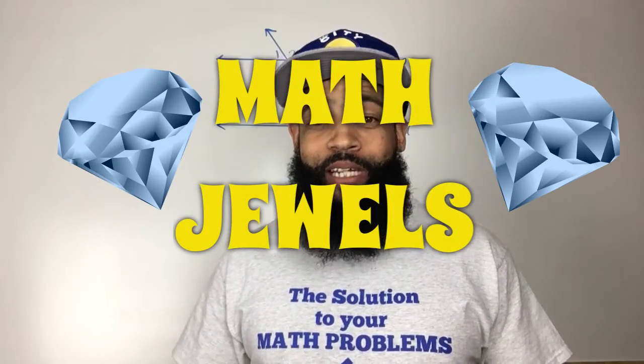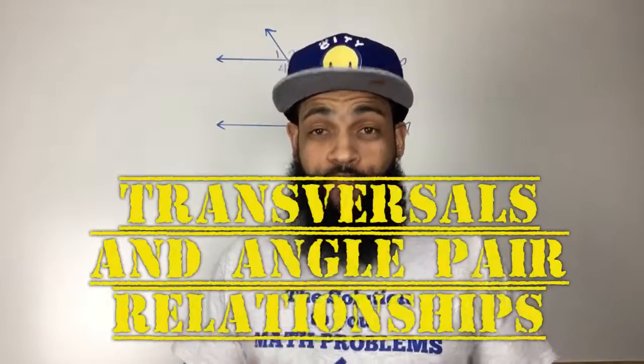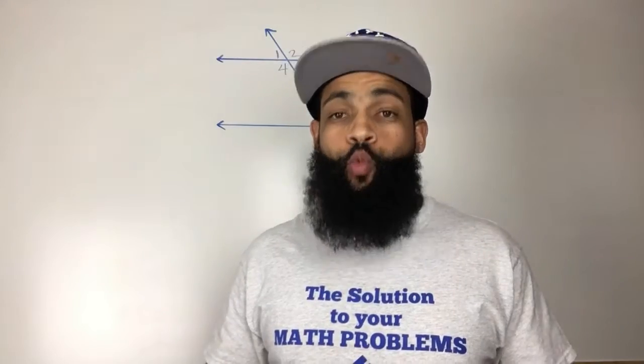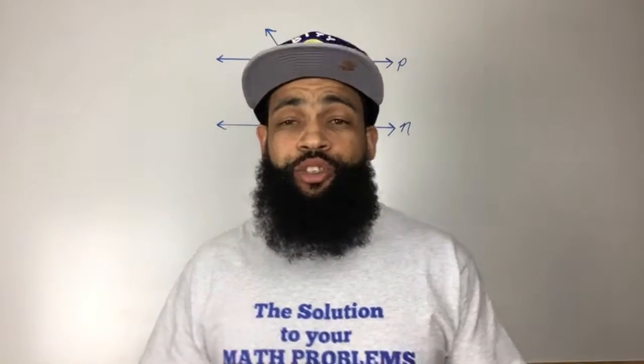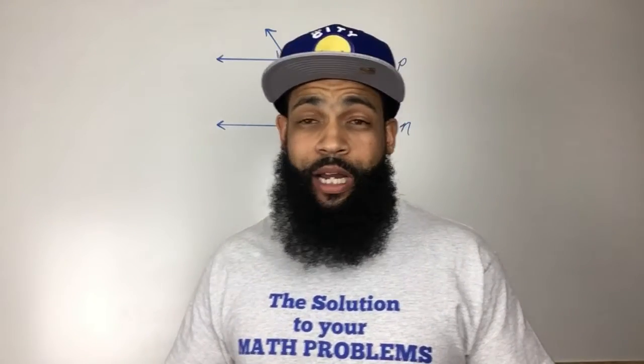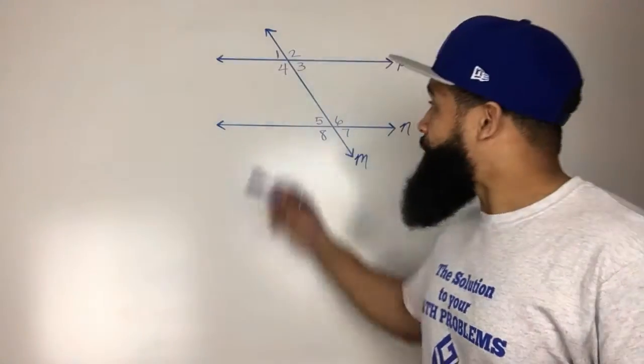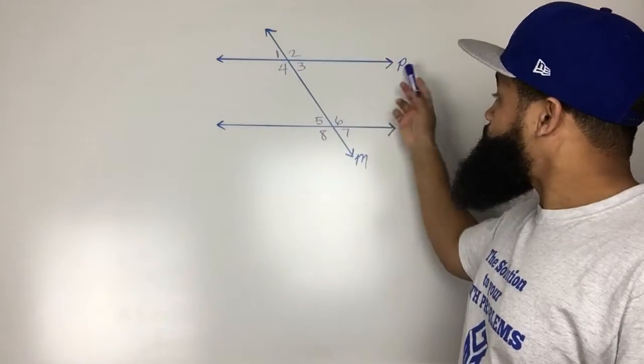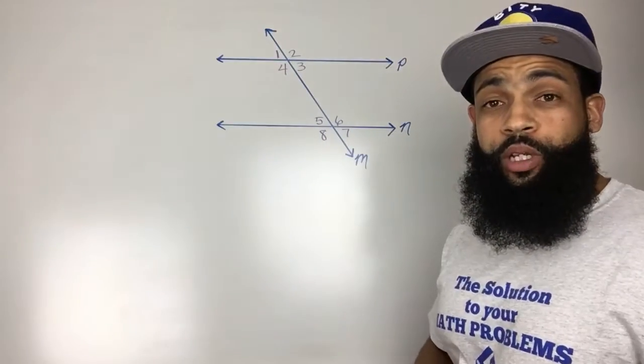Today I'm going to be talking about transversals and the angle pair relationships that are formed by a transversal. So first of all, let's talk about what a transversal is. A transversal is a line that intersects a pair of parallel lines. Now, it can intersect more than two parallel lines, but it has to be at least a pair of parallel lines. And as you can see in my diagram, line M would be the transversal because it intersects lines P and Q, which are parallel lines.